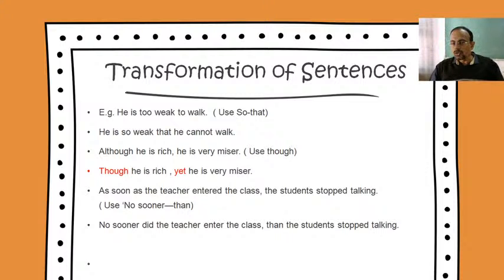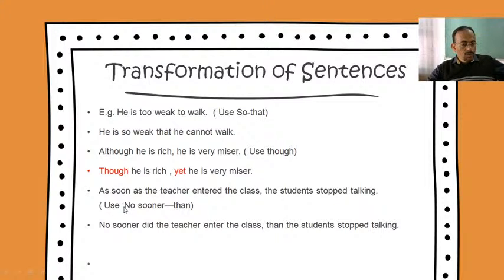If you are using no sooner, then we have to use did first here, because it is simple past tense. As soon as the teacher entered, ed is there, simple past tense, therefore here did will come. No sooner did the teacher enter. Here we have used did, therefore enter, not entered. No sooner did the teacher enter the class, than the students, then than here.